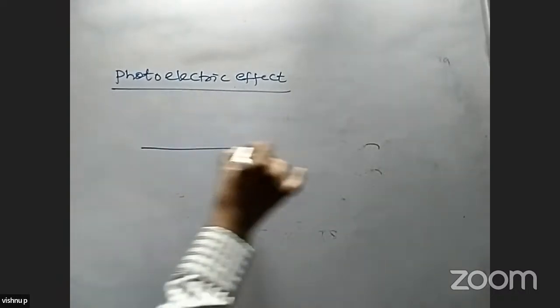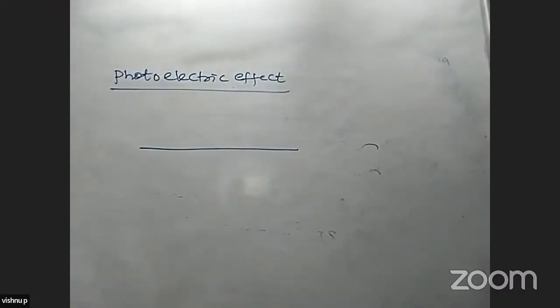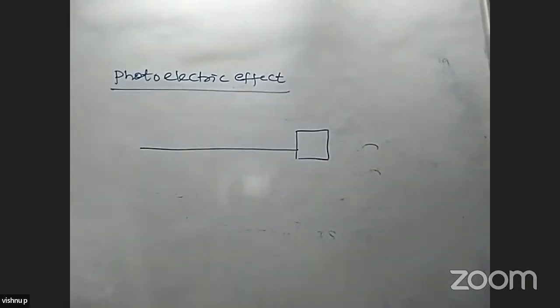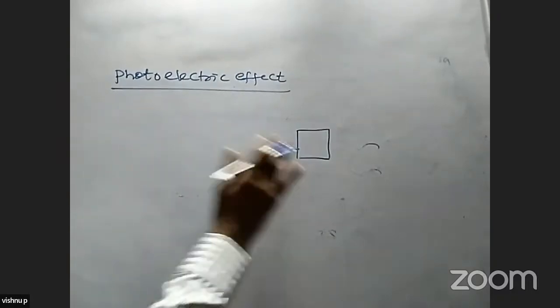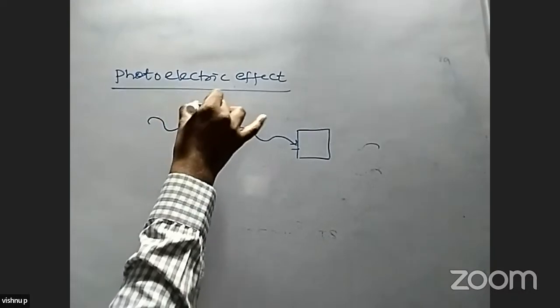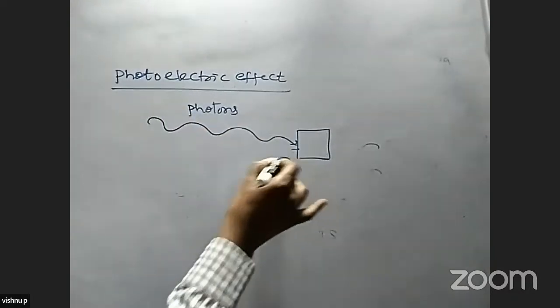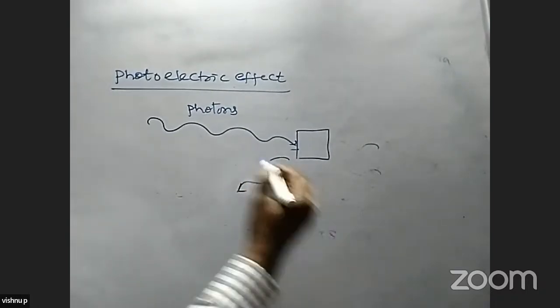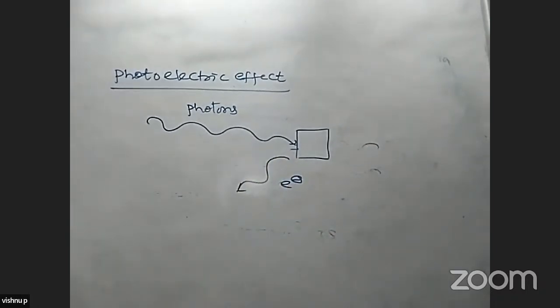If you take an example, alkali metal surface, that is 1A group elements. When an alkali metal surface is struck by these light particles, which are called photons, electrons are emitted from the alkali metal. 1A group elements contain only one electron in the outermost orbit. This effect is called the photoelectric effect.